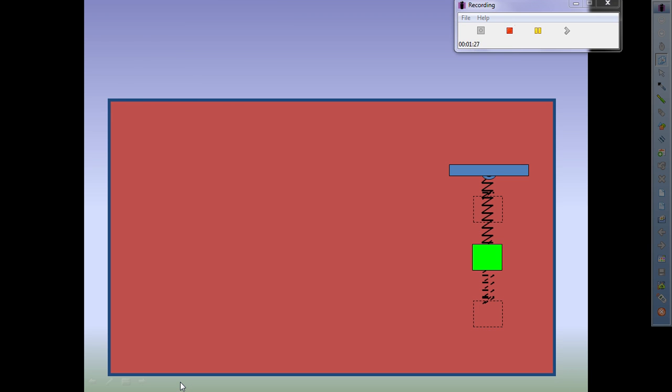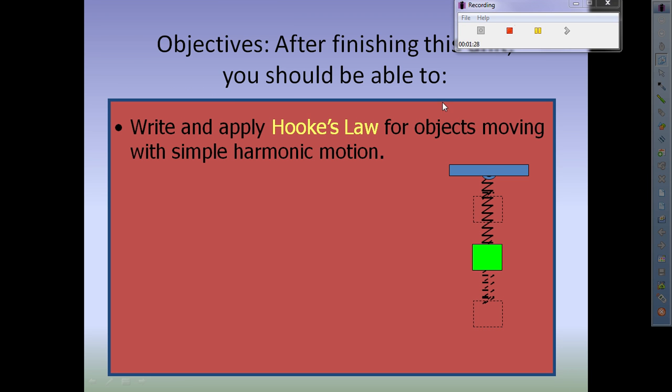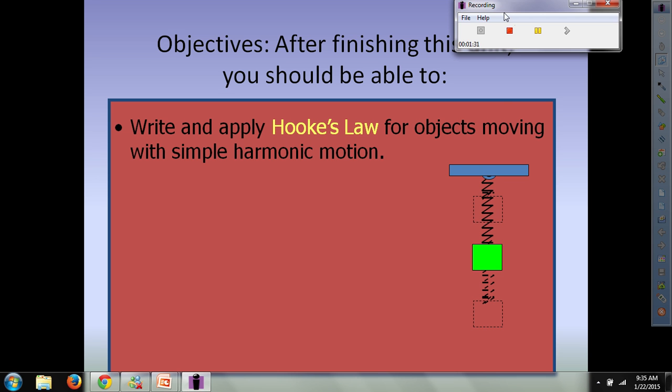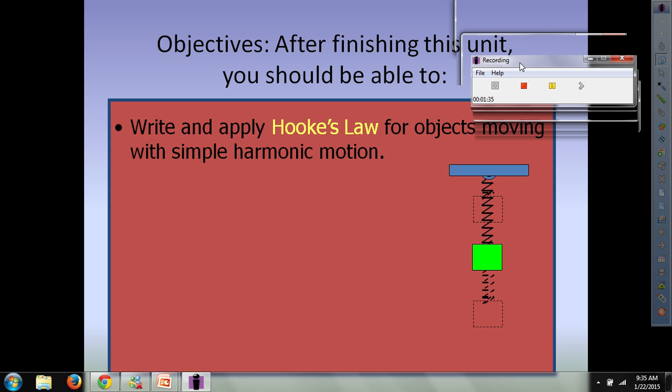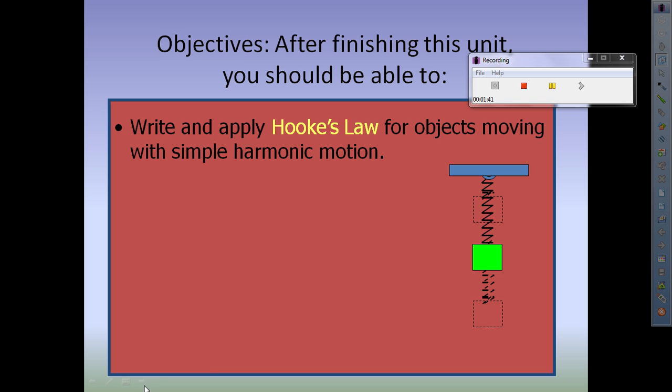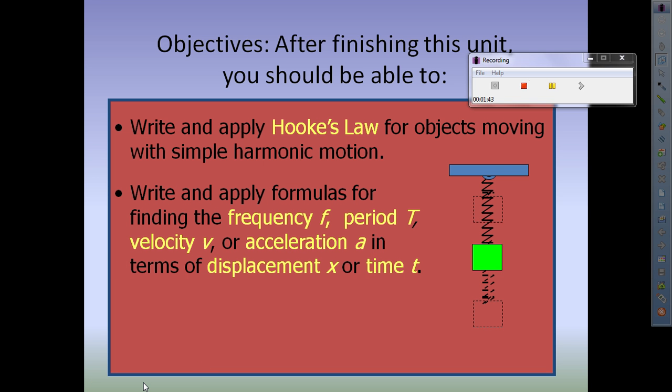That makes complete sense. After finishing this unit, hopefully you will be able to write and apply Hooke's law for objects moved in simple harmonic motion, and we'll do that lab on Tuesday. You will be able to write and apply formulas for frequency, period, velocity, and acceleration in terms of displacement x or time t. And I'm going to stop for just a second.